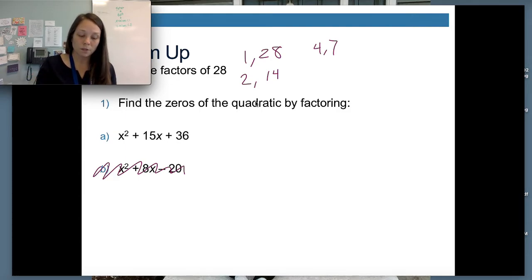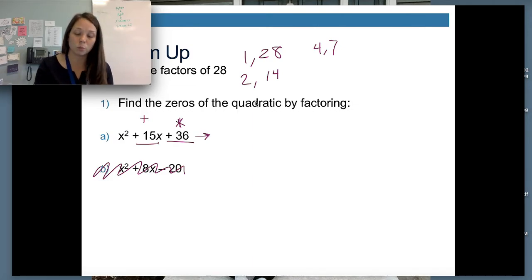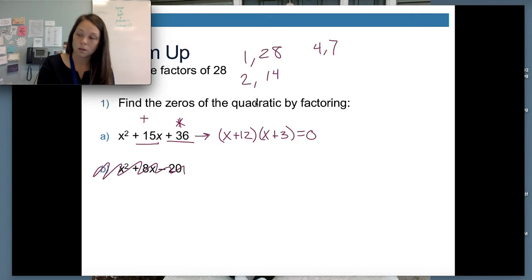Finding the zeros of this quadratic, x squared plus 15x plus 36, we have to think about what that would be in factored form. What are numbers that multiply to give us 36, but would also work to add to give us 15 when we distribute out our factored form? That would be 12 and 3. Solving each of those for x, we would get negative 12 and negative 3.